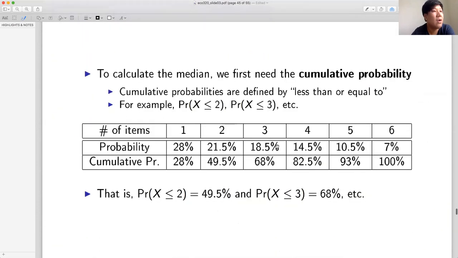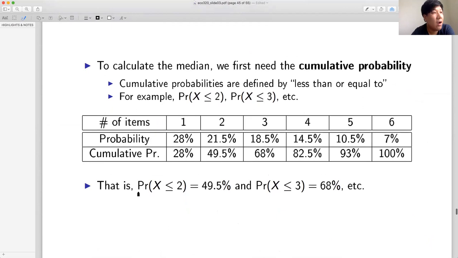Let's imagine number 2 is our probability. Then the probability that x is less than or equal to 2 is 49.5%. I was told that it should be greater than or equal to 50%, but this is actually lower, so definitely 2 is not the option. Similarly, 1 is not the option.